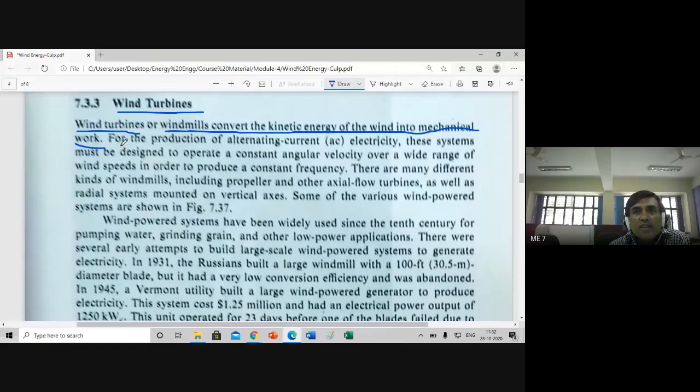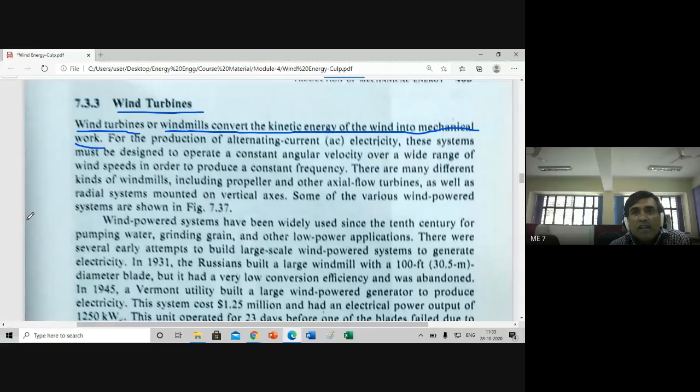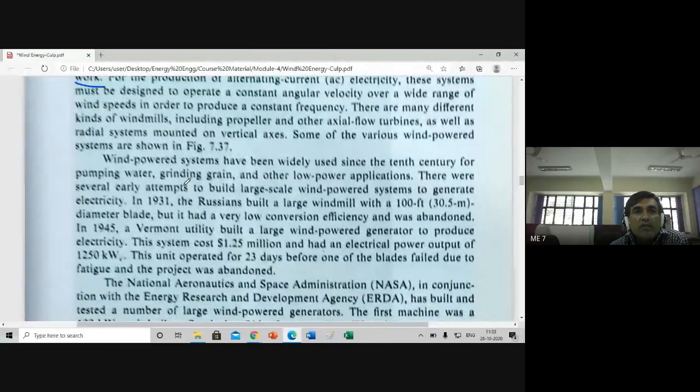For the production of alternating current electricity, this system must be designed to operate at a constant angular velocity over a wide range of wind speeds in order to produce a constant frequency. There are many different kinds of windmills, including propeller and other axial flow turbines, as well as radial systems mounted on vertical axis. Some of the various wind-powered systems are shown in the figure you have seen already. Wind-powered systems have been widely used since the 10th century for pumping water.